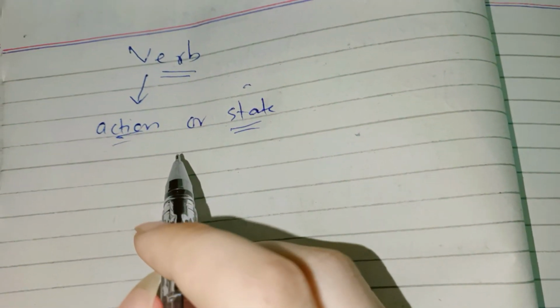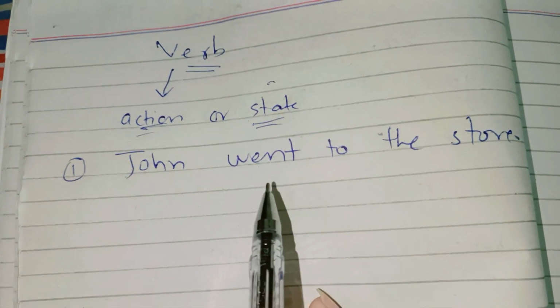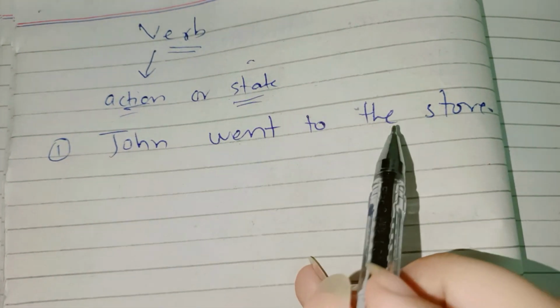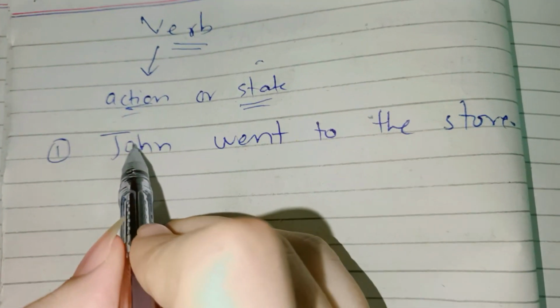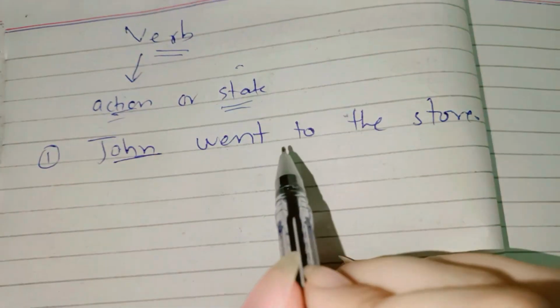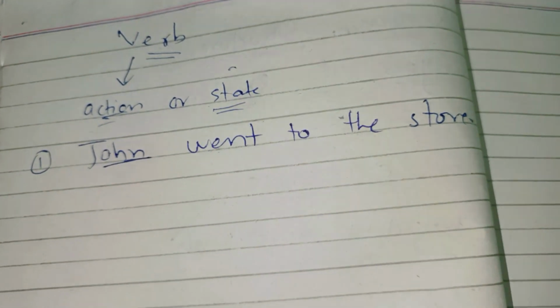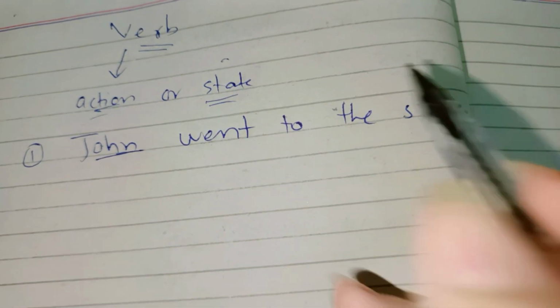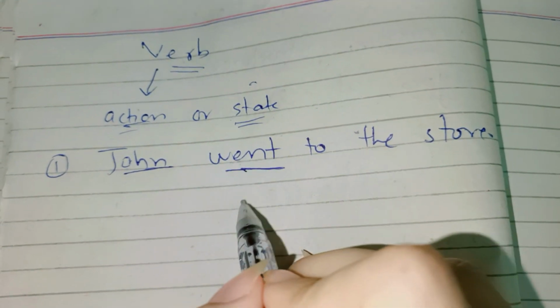Now let us take another example to understand better what a verb is. Again, I write the same example: John went to the store. In the previous lecture, I told you that here John acts as the subject of the sentence. Now, as I told you, the verb is the action, or what you are doing. It is called a verb. So here, he went to the store. So here went acts as the verb.